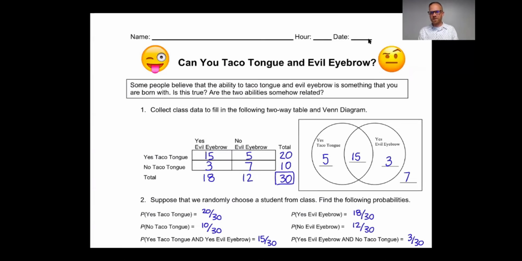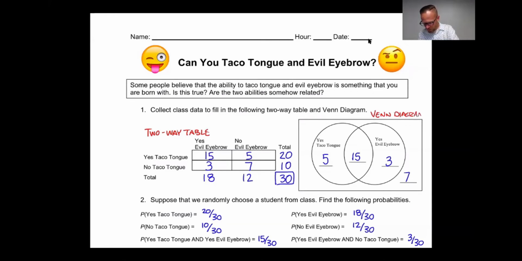Let's go ahead and check your answers in the activity. So for question 1, I gave you the values in the two-way table on the left there. So let's label this as a two-way table. But then you had to take those values and figure out where they belonged over here on the right in the Venn diagram.